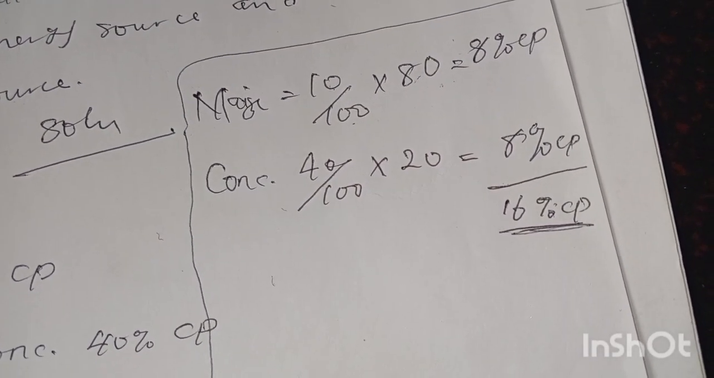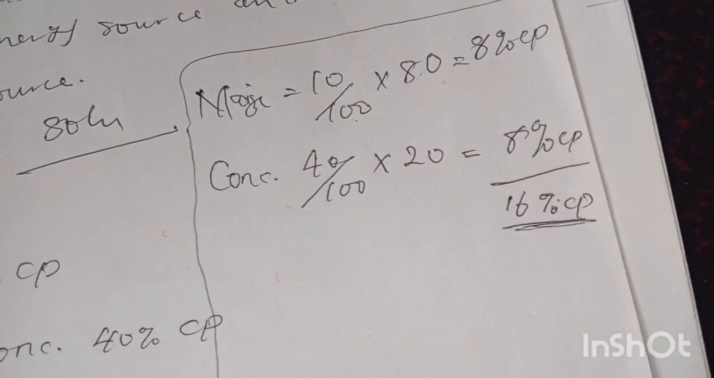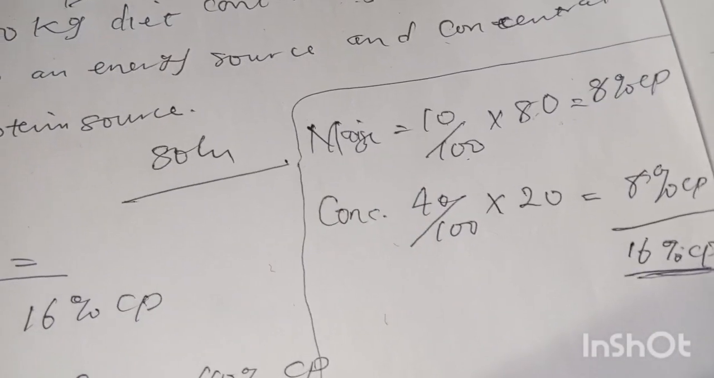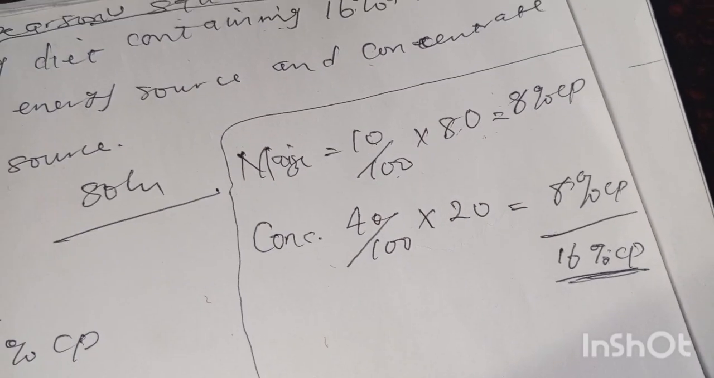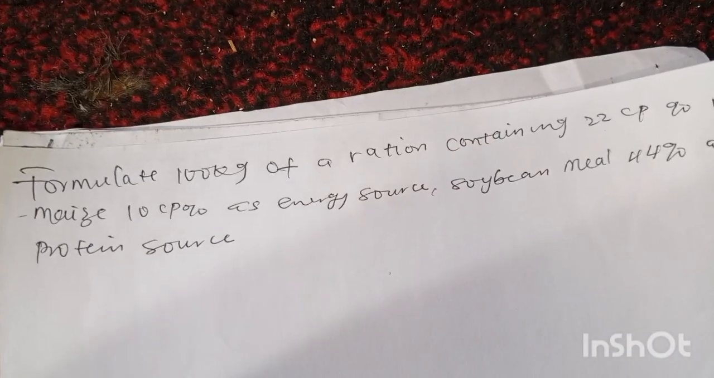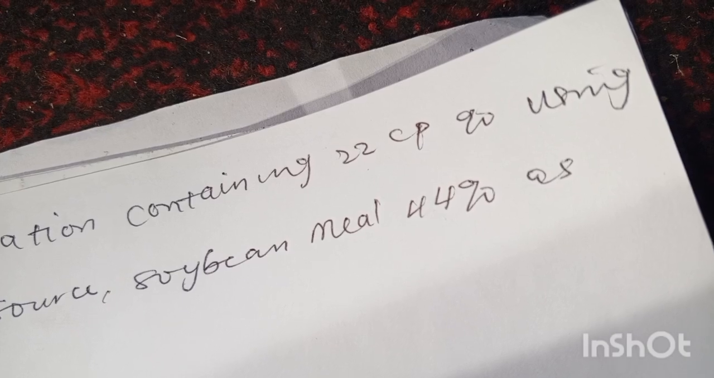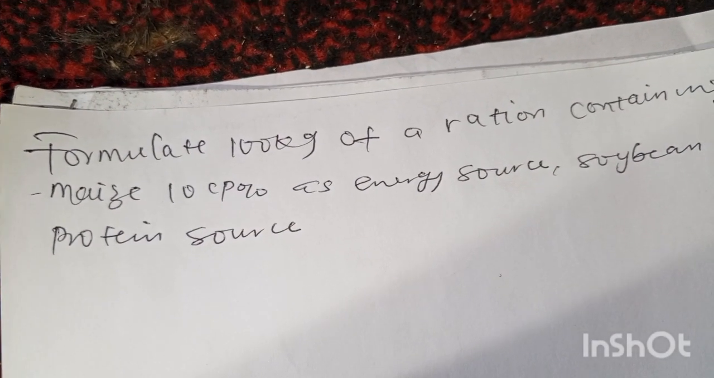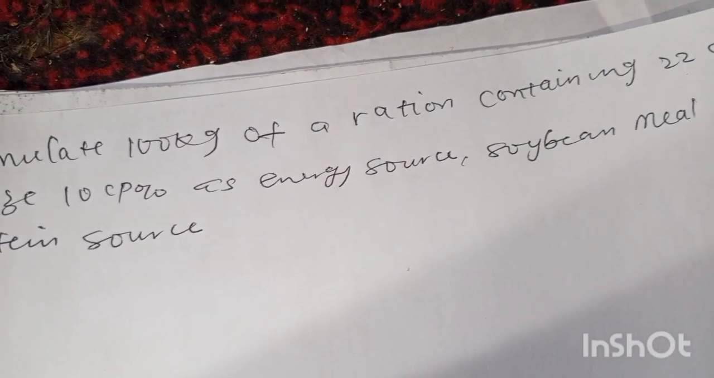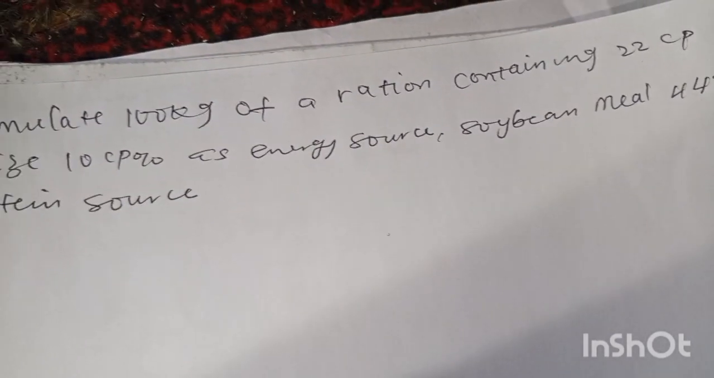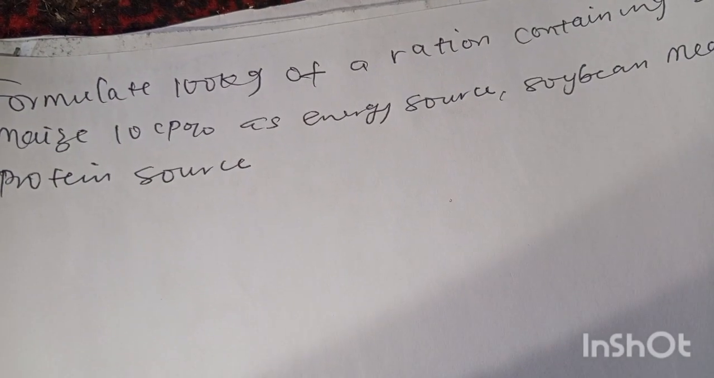Let's solve another one under the Pearson square method, and you can say goodbye to that. Let me just write the question down for us and we continue. All right, so the question is very simple. Formulate 100 kg of a ration containing 22 CP percent using maize, 10 CP percent, as energy source, and soybean meal, 44 CP, as protein source.